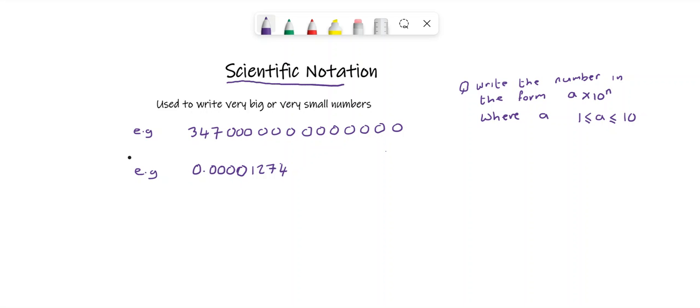Within maths and within the fields of, for example, chemistry and physics, we come across very big numbers, for example, this number here. And we also come across very small numbers like this number here.